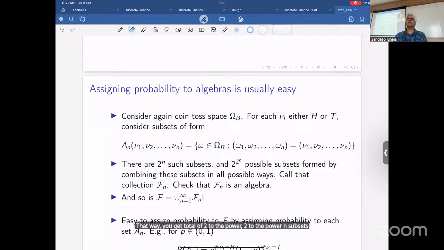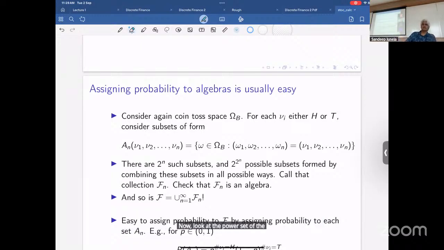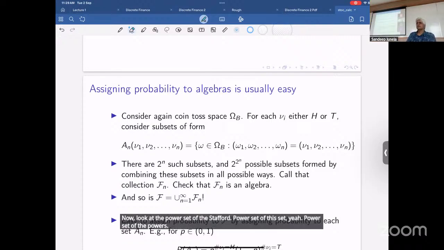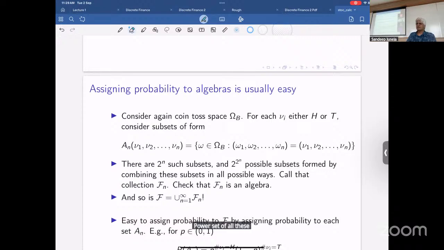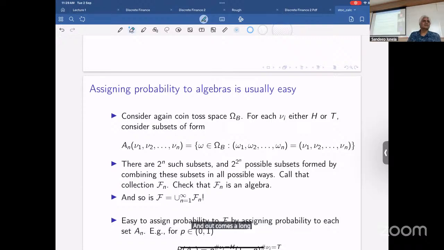So you're saying look at AN for nu(n). Now look at the power set of this. That's basically the power set of this set. So power set of AN, power set of all these ANs, has size 2 to the power n. Okay, so these are all n outcomes. Yeah, go ahead.